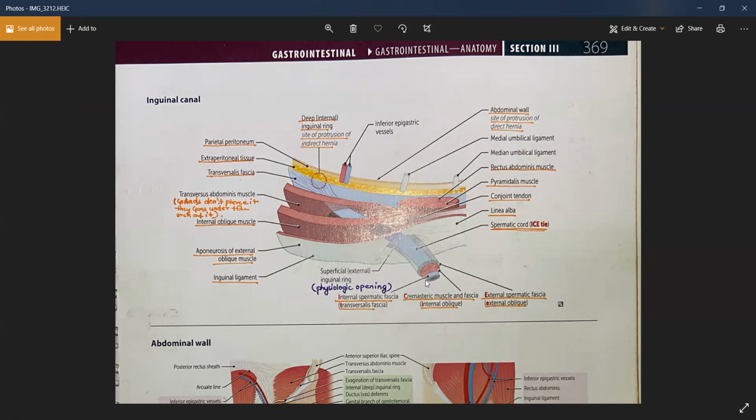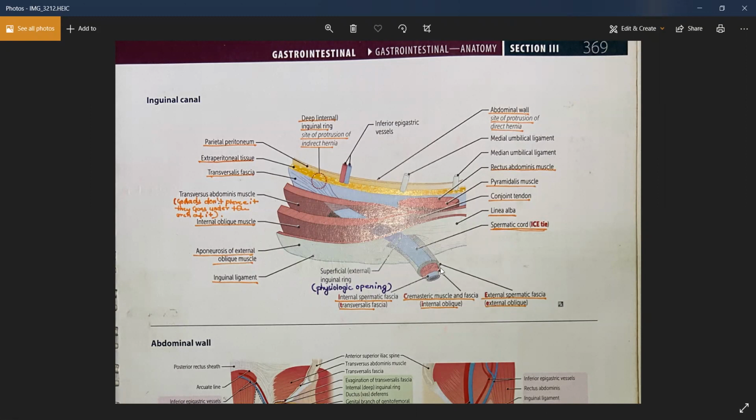From the innermost, you will have the internal spermatic fascia, which is made up of the transversalis fascia. The middle structure is the cremasteric muscle and fascia, formed by the internal oblique. And then you have the external layer, the external spermatic fascia, formed by the external oblique. So in between two spermatic fasciae, you have the cremasteric fascia. The external one is formed by the external oblique, the middle one by the internal oblique, and the innermost layer by the transversalis.